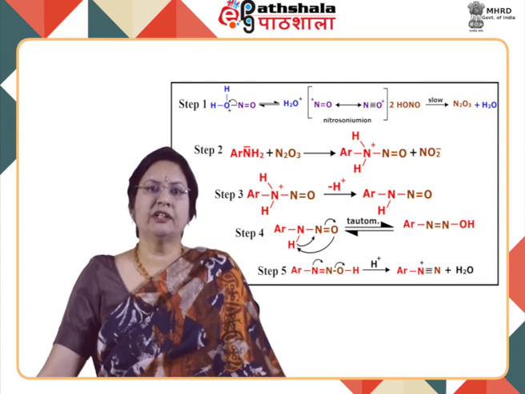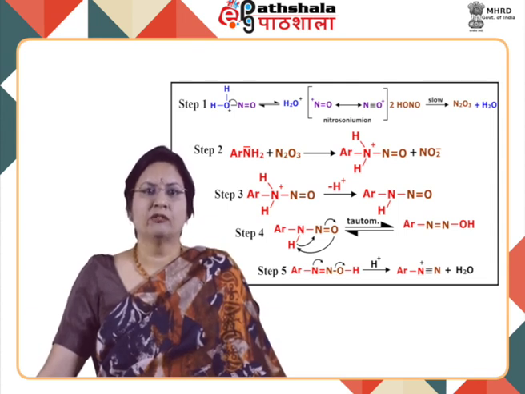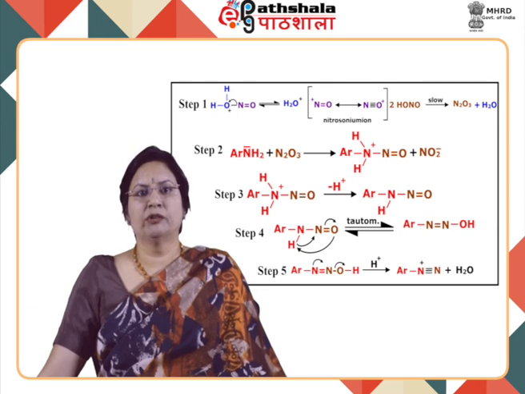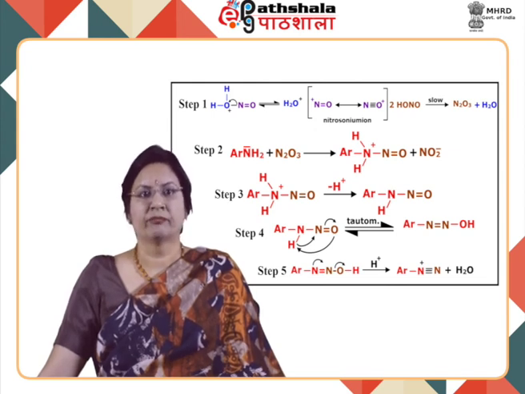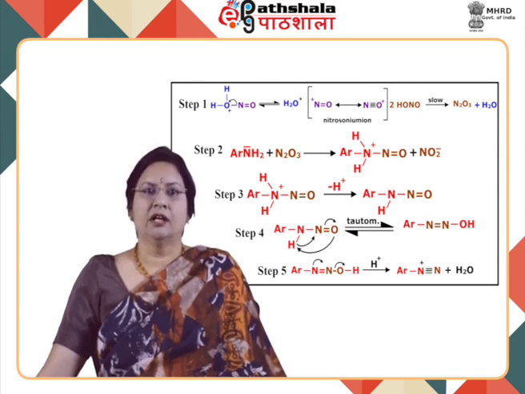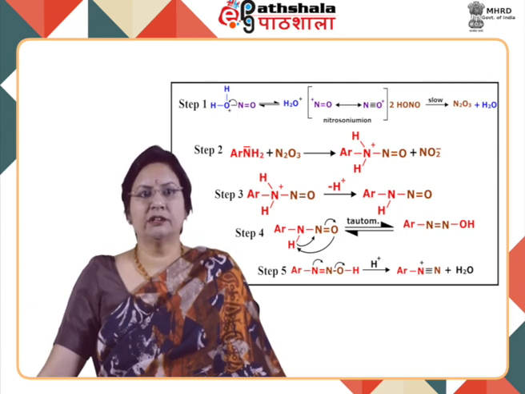And step 3 is the loss of proton. From this species the proton is lost, and as a result you have the formation of ArNHNO, that is N-nitrosation has happened here. Step 4 is the tautomerization, and as you can see in this equation, the hydrogen shifts to oxygen, and as a result what you get is Ar-N double bond N with OH.